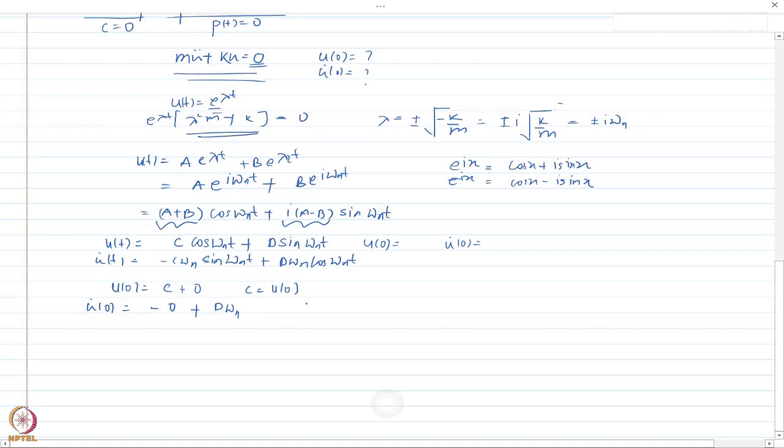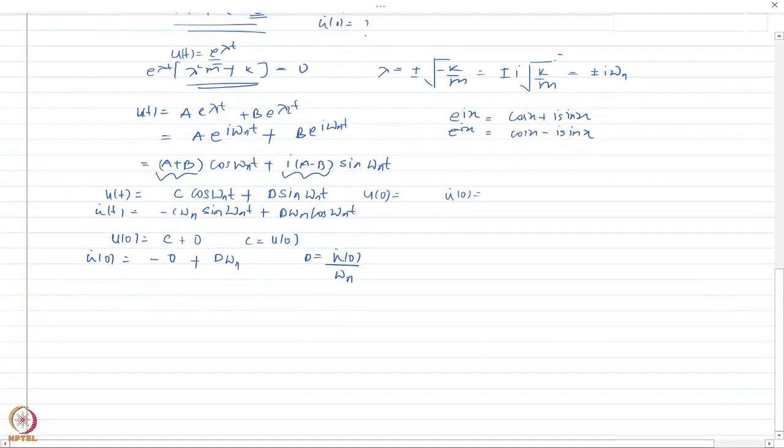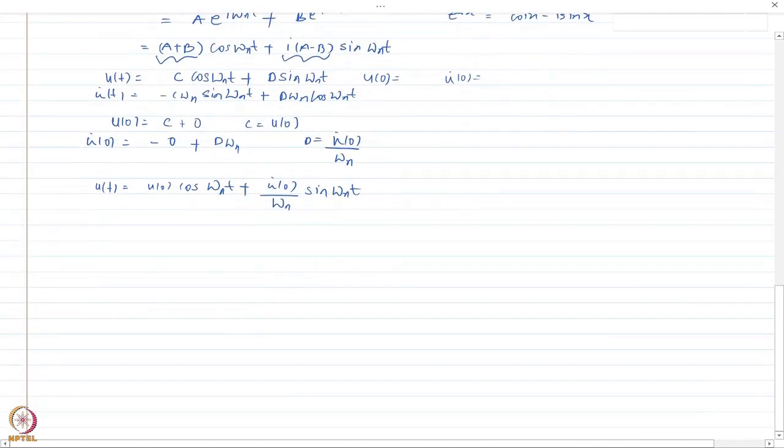Okay, so that gives me the value of C2 as u dot 0. If I substitute this into the expression that I had for u of t, I would get u of t is equal to u of 0 cos omega n t plus u dot of 0 by omega n sine omega n t. All right, so this is the solution of free vibration for the initial conditions u of 0 and u dot of 0.